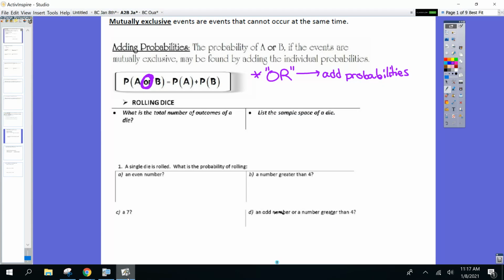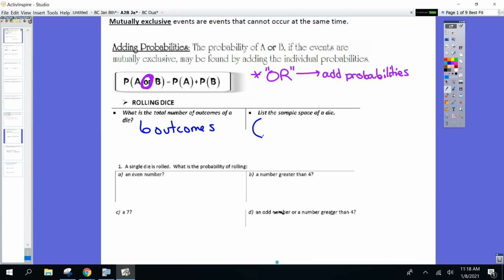Let's go back to rolling a die. All right, somebody just chime in right now. What's the total number of outcomes when you roll a die? 6. 6 outcomes, all right? We know that. We're very used to rolling a die in this class. We've had a ton of questions. Next one says, hey, can you list out the sample space? Meaning, list out all the outcomes for me.